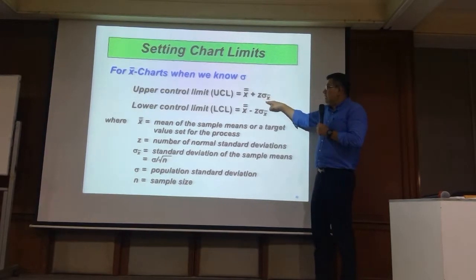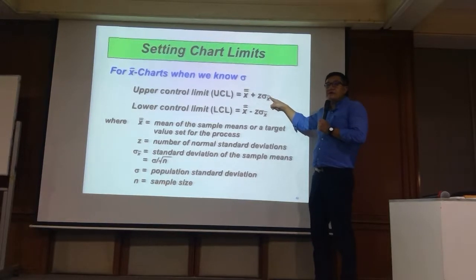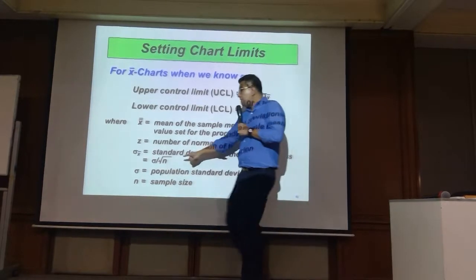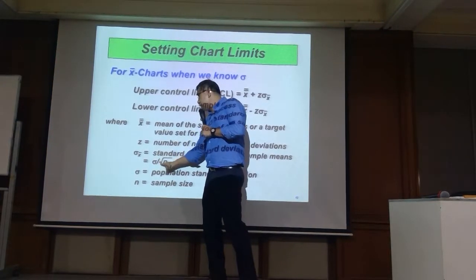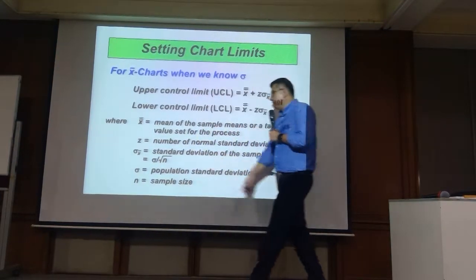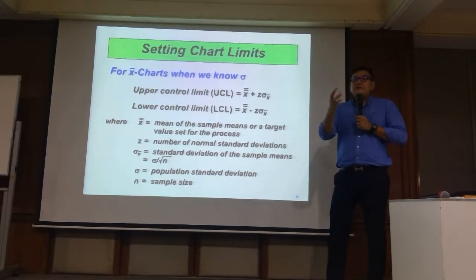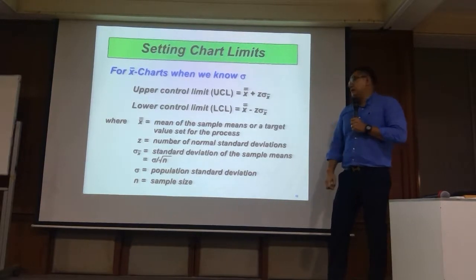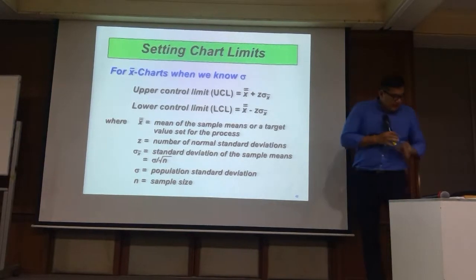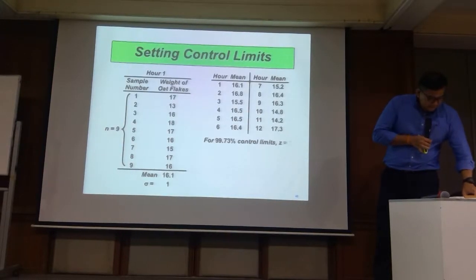And how about the standard deviation of this sampling distribution? Based on the concept of the central limit theorem, it is equal to the standard deviation of the process or population, sigma, divided by square root of n. n is the sample size, right? The number of outputs that you sample from the process, right? So I will show you based on this example.